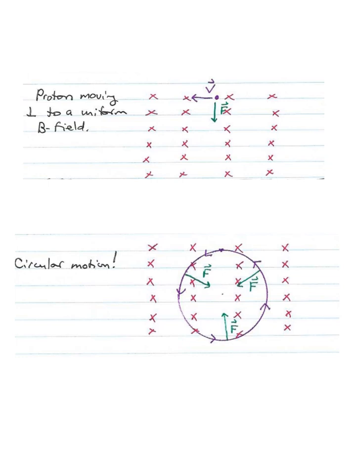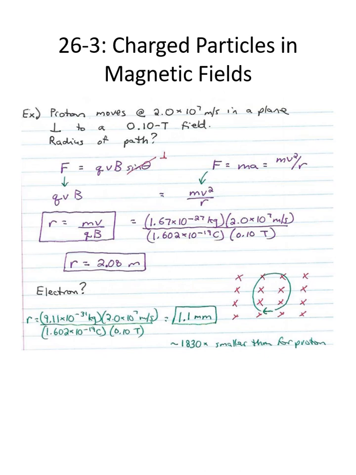Now, the radius of that circle is going to be determined by the force. And remember, the force is determined by how fast it's going, the strength of the magnetic field, and the charge. So here's an example. We can calculate these. Let's say that the proton is moving at 2 times 10 to the 7th meters per second in a plane perpendicular to a 0.1 Tesla field. What is the radius of its path?